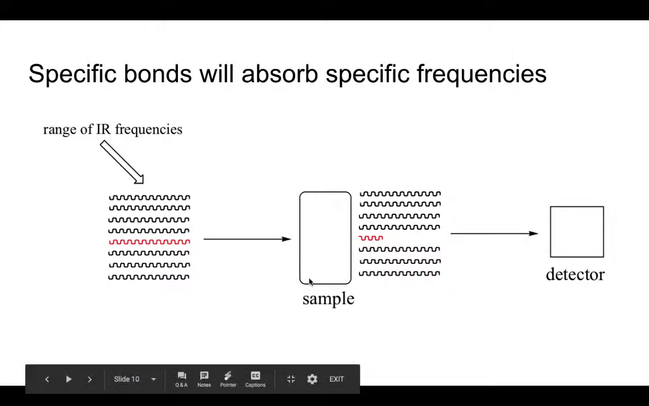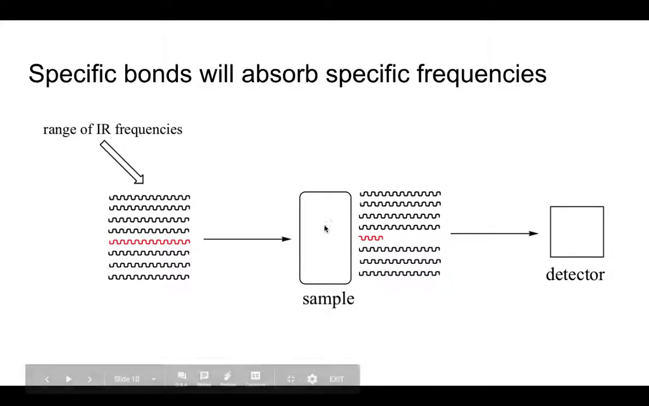This isn't what the instrument looks like, but this is just a nice diagram. We're going to run all these different types of infrared light through. Now, infrared light is a large band of the electromagnetic spectrum. There's lots of different frequencies within the infrared range. So here's a whole lot of them, and we're going to pass all of them through the sample.